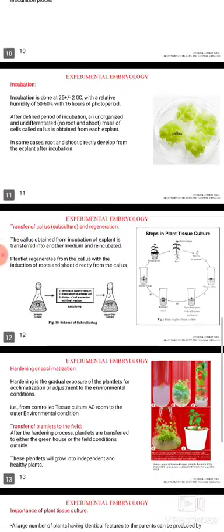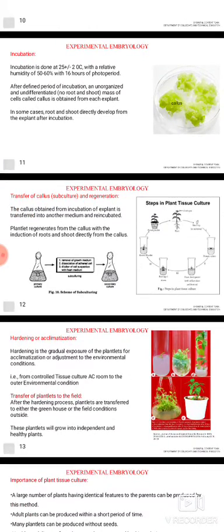Next step is transfer of the callus and regeneration. The callus obtained from incubation of the explant is transferred into another medium and re-incubated. Plantlet regenerates from callus with the induction of root and shoots directly from the callus.